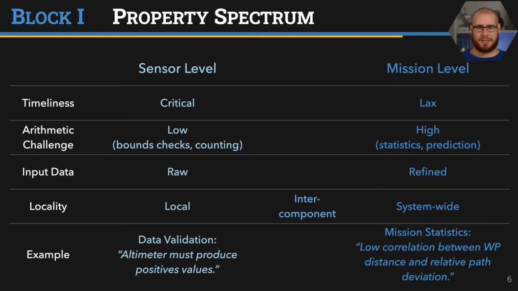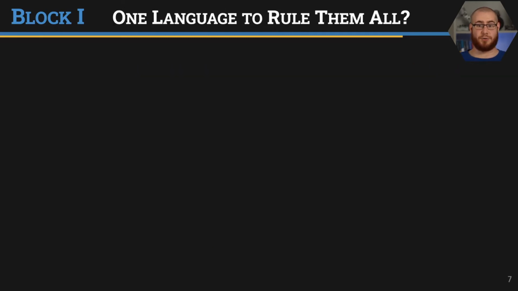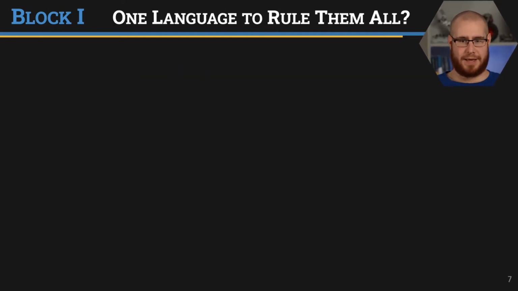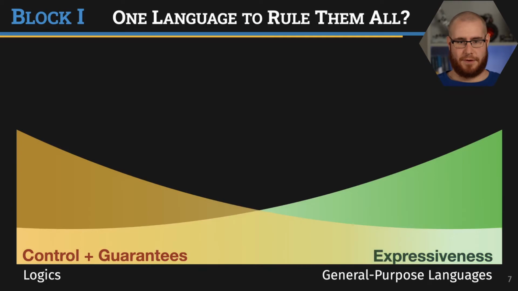So since these properties are distributed on a full spectrum, the question is, can there be one language where we can express everything and monitor this perfectly fine? So is there this one language to rule them all? And the answer is pretty much no. Languages themselves are, again, faced by a lot of trade-offs. The most prominent trade-off is the question of guarantees versus expressiveness.